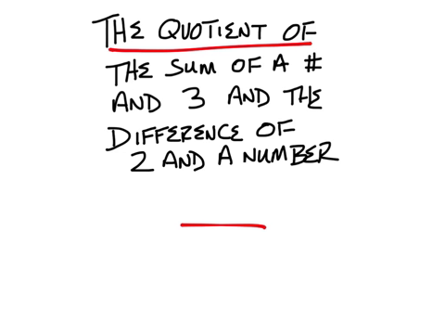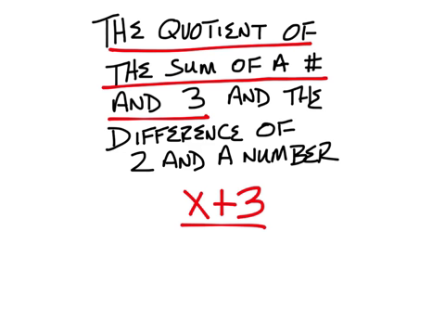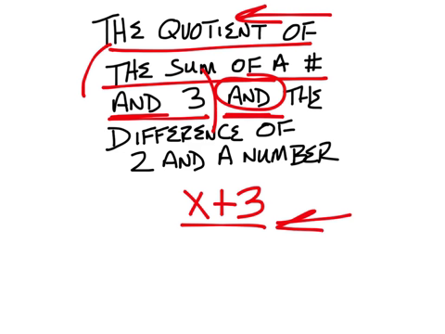The quotient of the sum of a number and 3. So what's the sum of a number and 3? X plus 3. And "and" is the signifier for the quotient. So it's the quotient of this first part, the sum of a number and 3, even though the word "and" is in that part. But this "and" has to do with this.